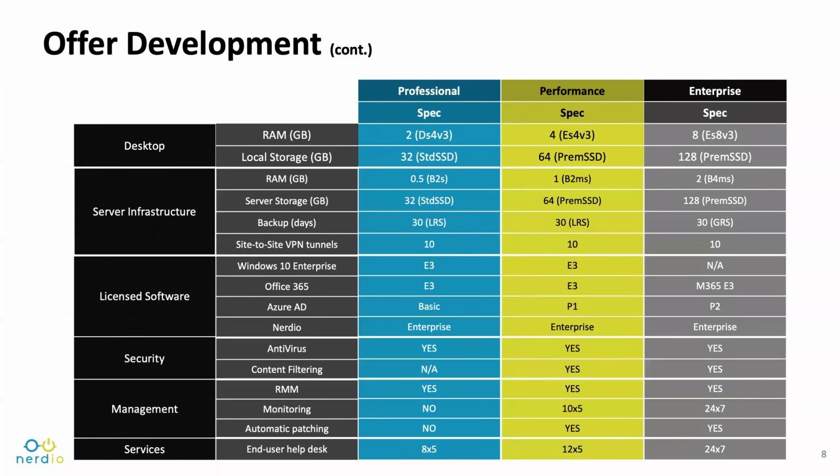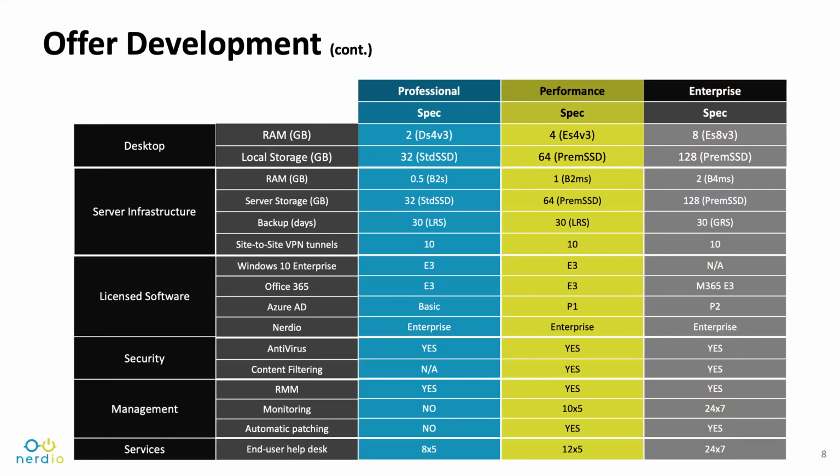So let's split this out into high-level subcomponents. In an IT as a service solution, in the type of offer we decided to create, we're going to have a desktop, which is going to be a virtual desktop in our scenario. We're going to have server infrastructure for things like domain controllers, file servers, application servers, etc. We're going to have any licensed software, things like Windows licensing, Office 365, maybe Azure Active Directory, any other third-party services like our RMM, our antivirus, those kinds of things.